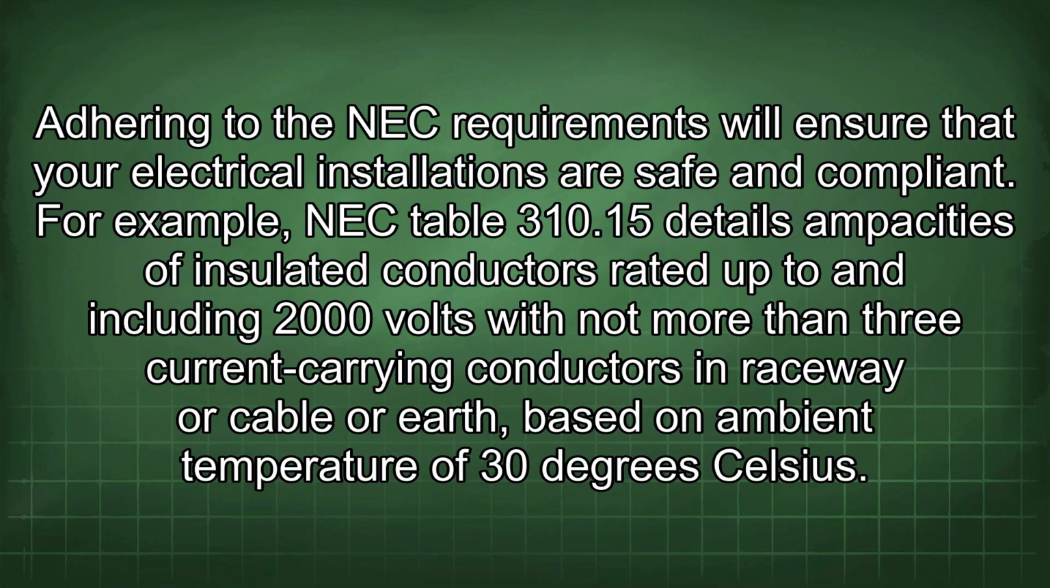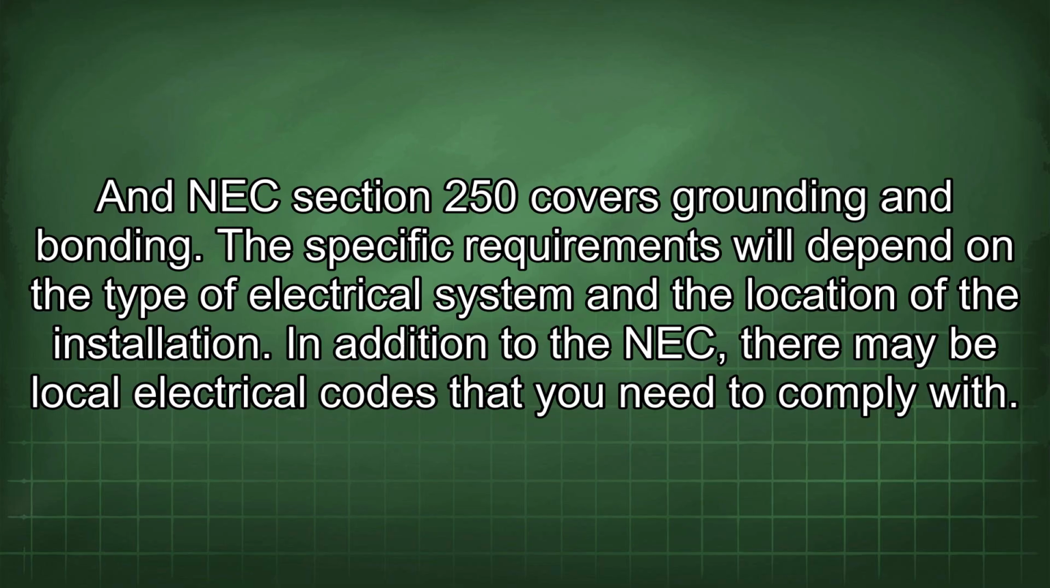For example, NEC Table 310.15 details ampacities of insulated conductors rated up to and including 2000 volts with not more than 3 current-carrying conductors in raceway or cable or earth, based on ambient temperature of 30 degrees Celsius. And NEC Section 250 covers grounding and bonding. The specific requirements will depend on the type of electrical system and the location of the installation.